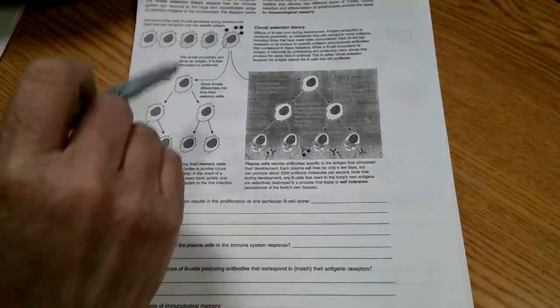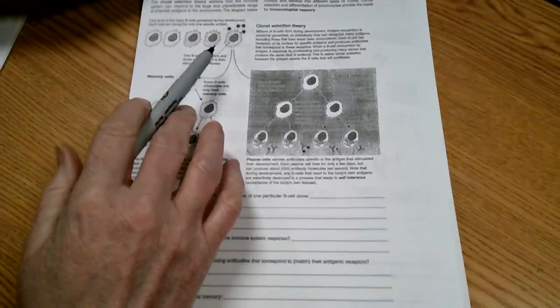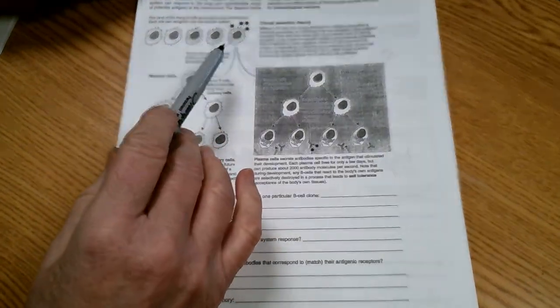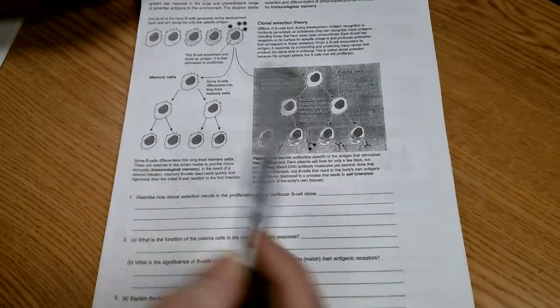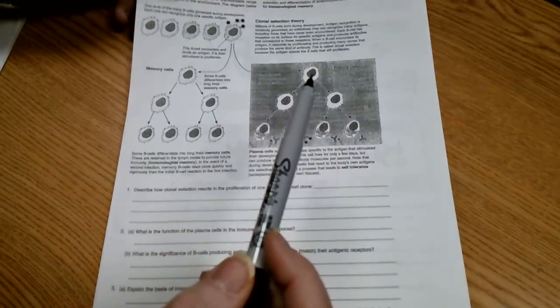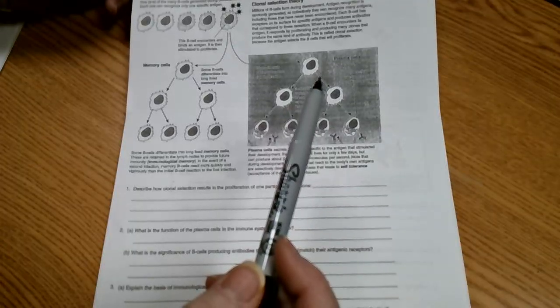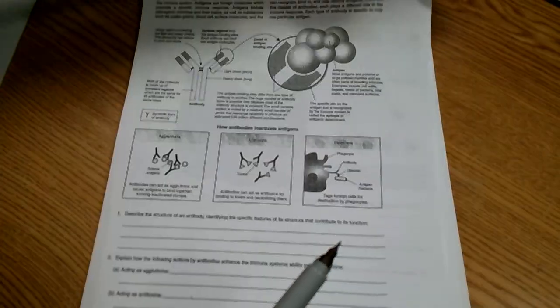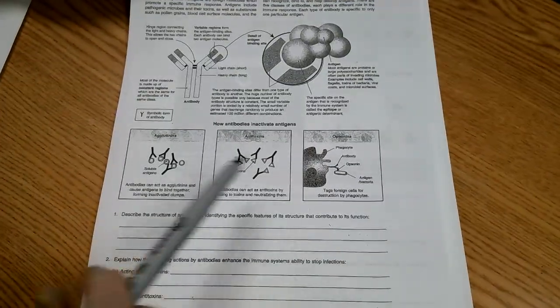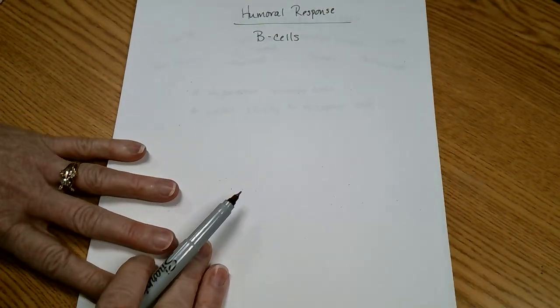It's going to talk about clonal selection, which is basically when B cells reproduce, they can make some memory cells, they can make some plasma cells. What will they go on to do? And so we'll talk about each of those types of B cells. One more thing I want to mention on the back of this are the antibodies, and we'll talk about how antibodies bind to the antigen too. All right, so let's go on to our B cells, our humoral response.